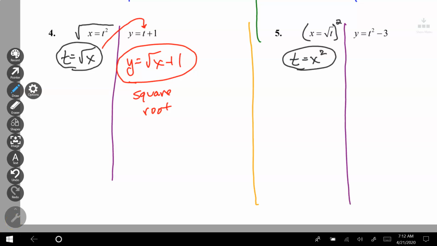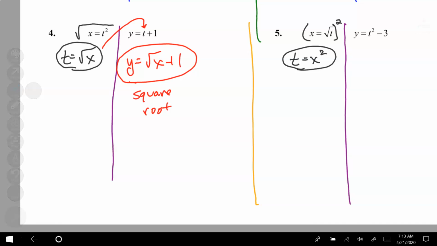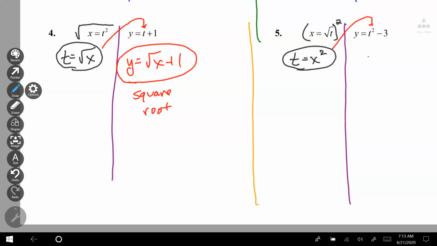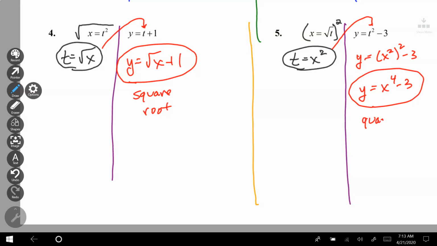Okay, for number 5, as you can see, I have x equals the square root of t. To get rid of the square root of t, I square both sides. I can just get t equals x squared. I'm going to put this in here. I get y equals parentheses x squared squared minus 3, or y equals x to the 4th minus 3. Something to the 4th power is called a quartic. Basically, it's just a U-shaped graph. It kind of looks like a parabola. Okay, that's the first page of notes.